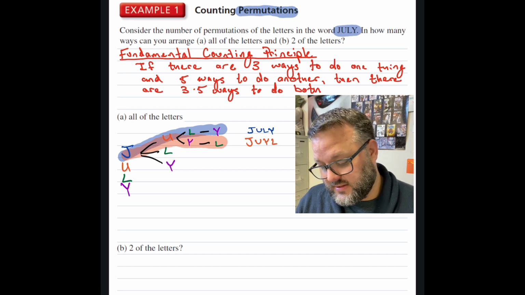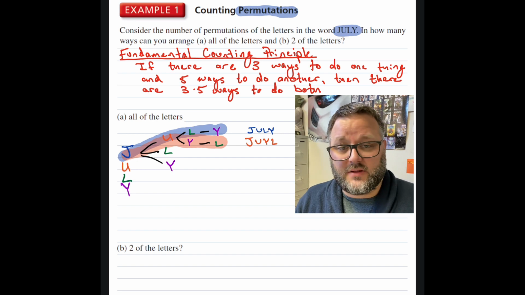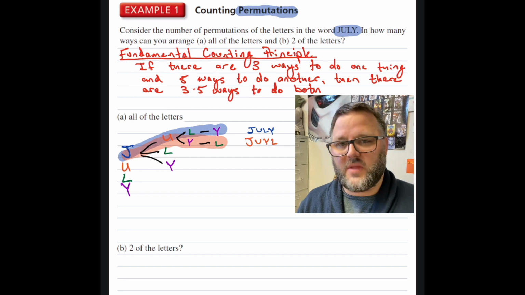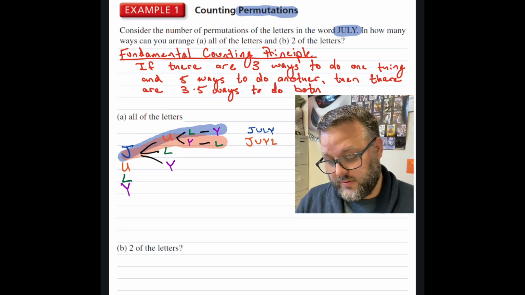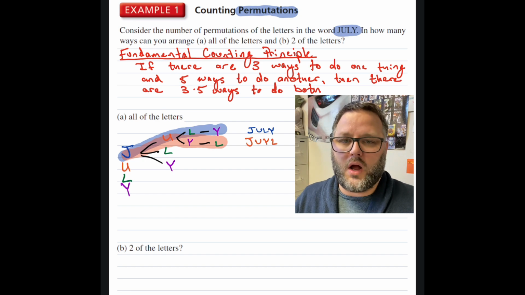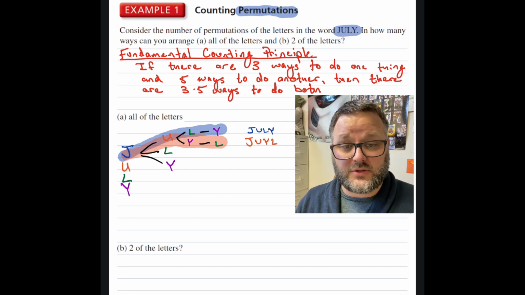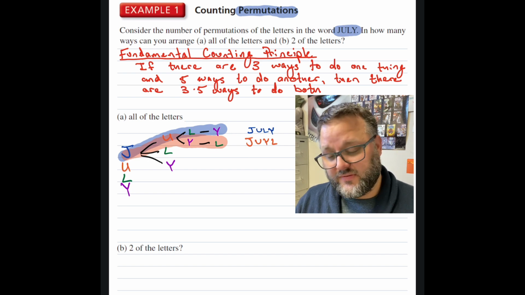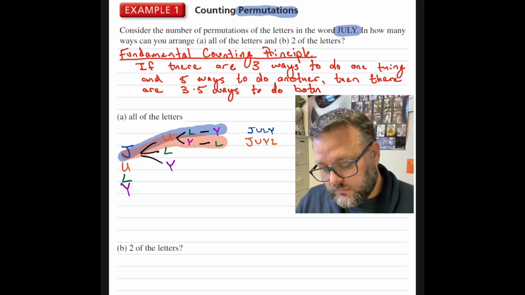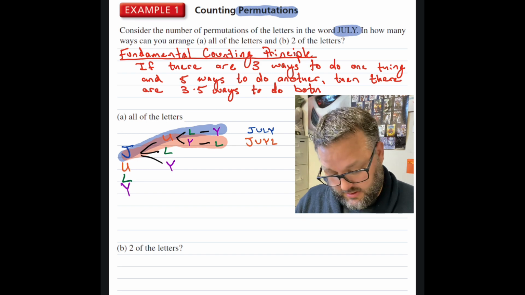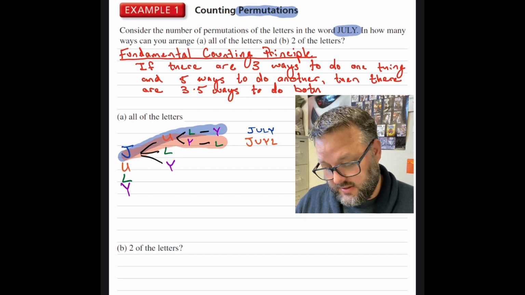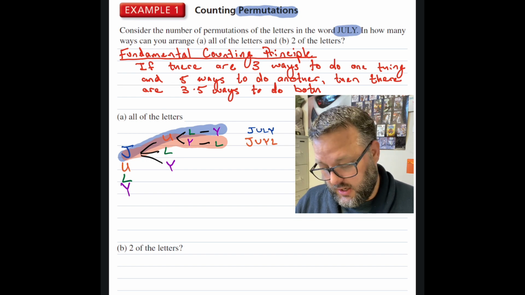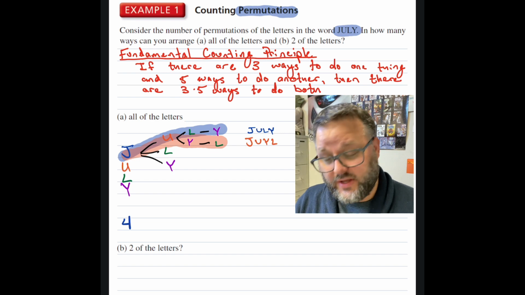So first we've got to go back to the fundamental counting principle. The fundamental counting principle says if there are X number of ways to do one thing and Y number of ways to do another, I'm using the numbers 3 and 5 to be very specific, then there are 3 times 5 ways to do both. So what we've got to look at here is that there are 4 letters in July. So there are 4 letters that we can start with.